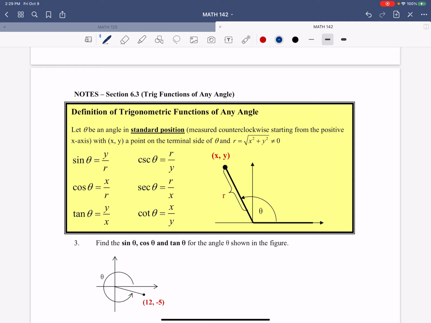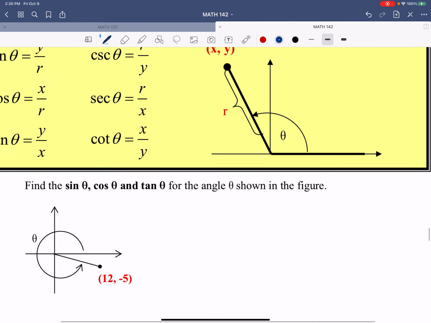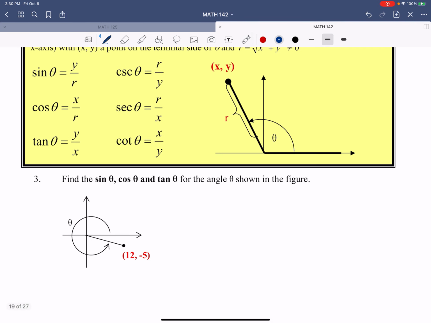So this is going to open the door to a lot of things. What happens when x, y is on an axis instead? What happens when we have undefined values? We'll get there. It's going to be a gradual process for us here. So with this convention, let's look at an example here.